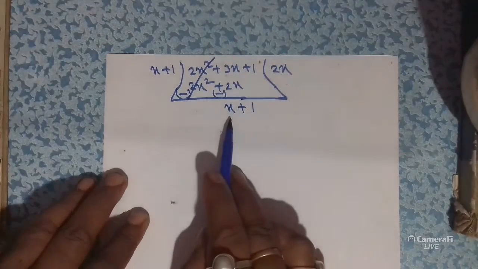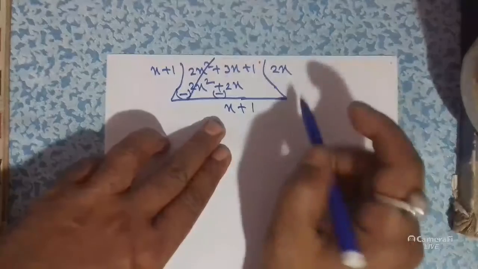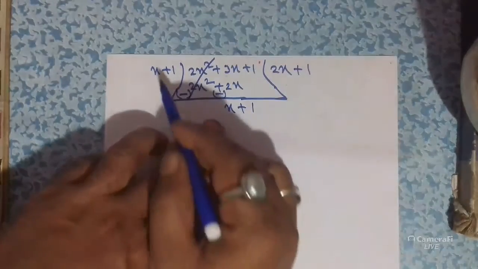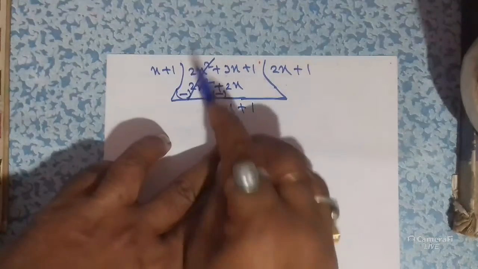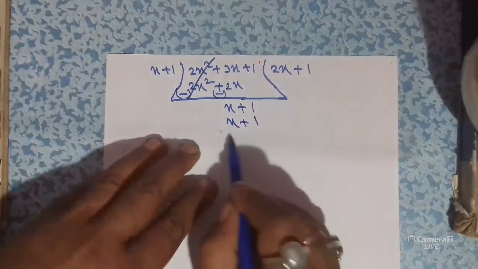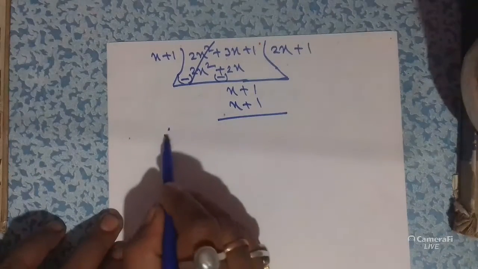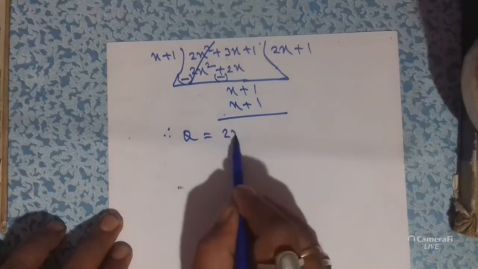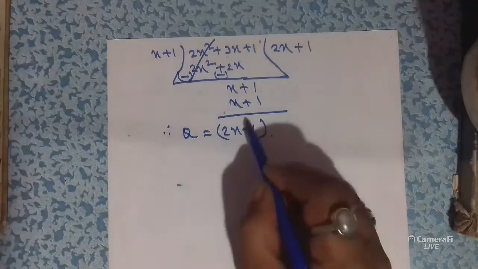Now we have to find x. So here it is also x, so we have to multiply 1. So x multiply 1 is x, and 1 multiply 1 is 1. Okay, so therefore quotient is 2x plus 1. I hope you understood, students.